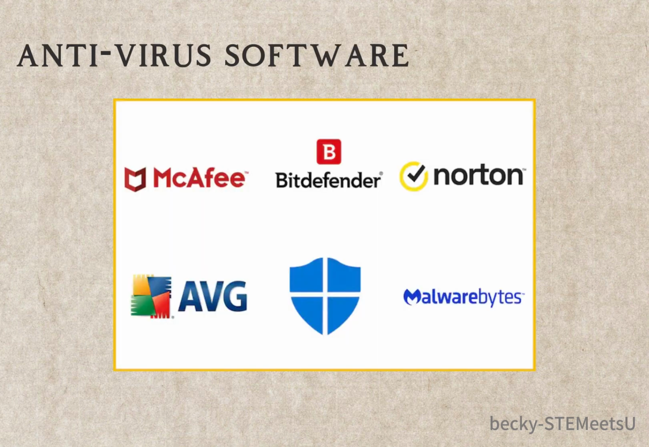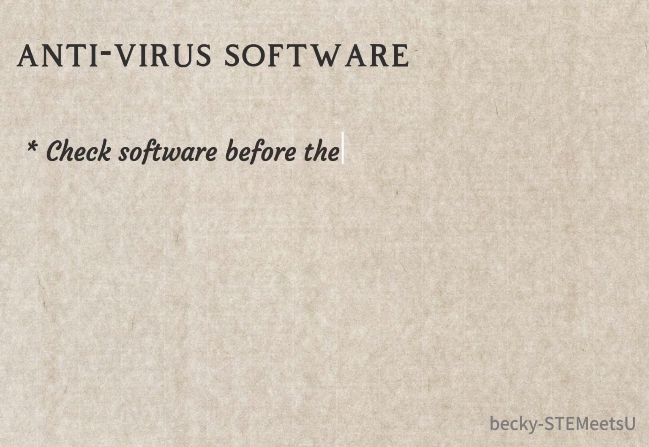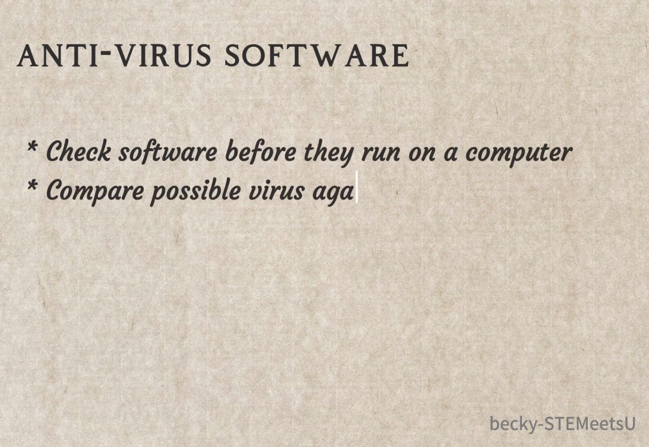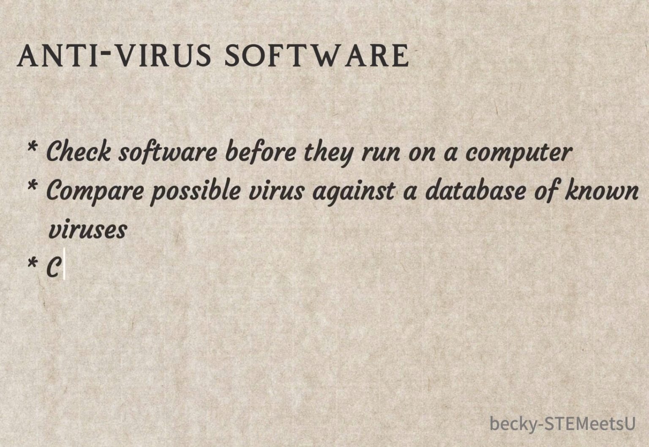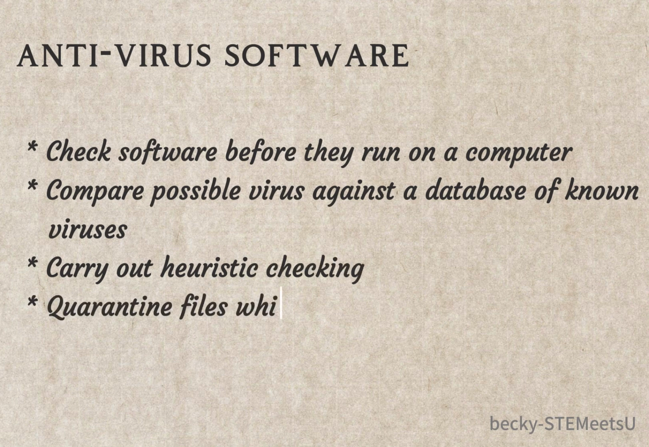The third one is antivirus software. It checks software before they run on the computer and compares possible virus against a database of known virus. Carry out heuristic checking and correcting files which are possibly infected.